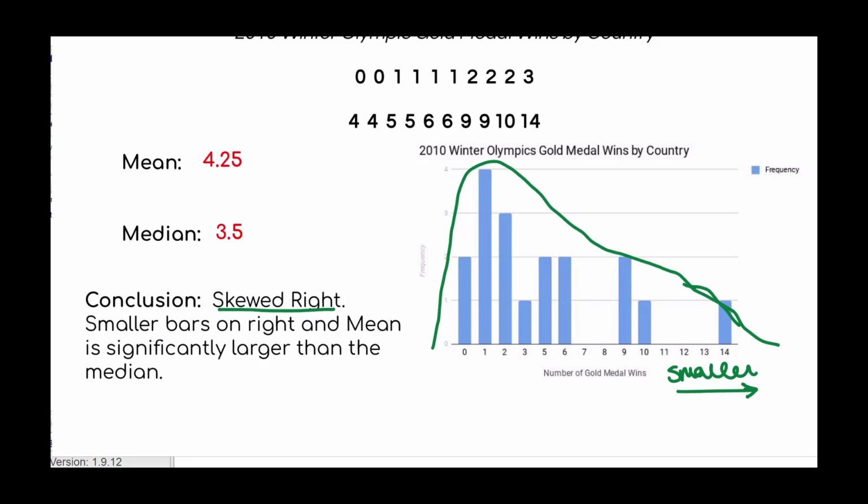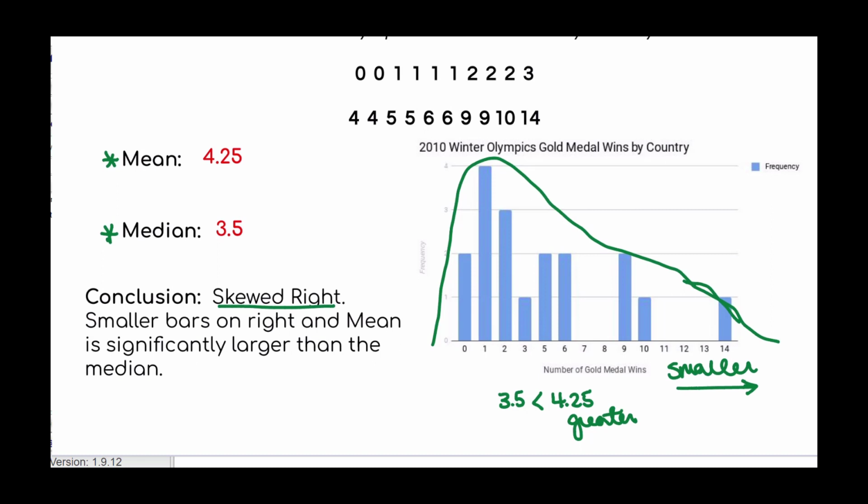Let's say you weren't able to tell that. The other thing you can do is calculate the mean and the median. And so the mean is 4.25, which is greater than the median, which is only 3.5. So remember, if the mean is greater than the median, in this case 3.5 is less than 4.25, then that goes with what we think here, that it's skewed right.